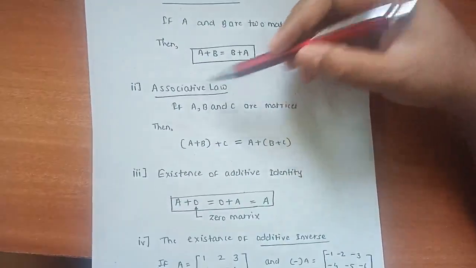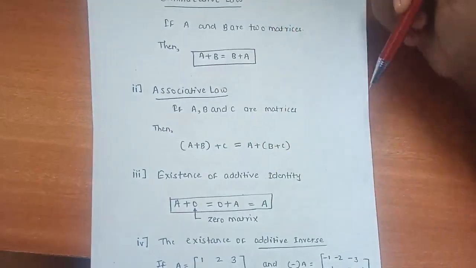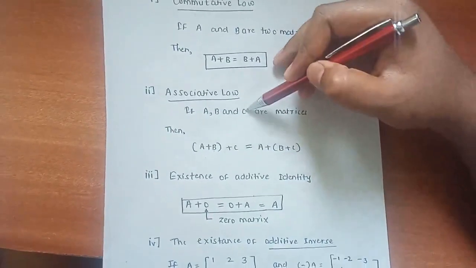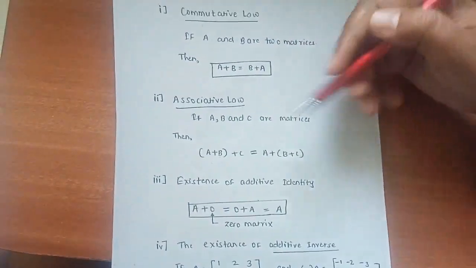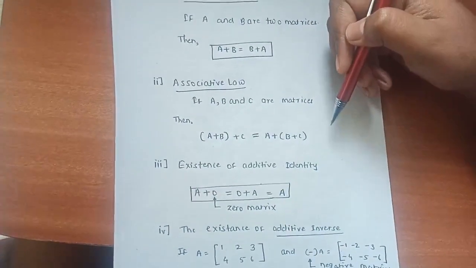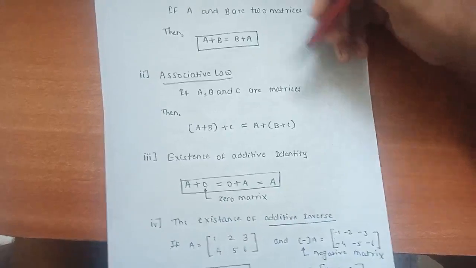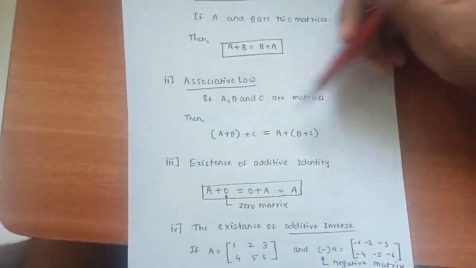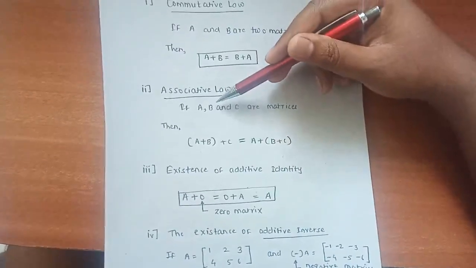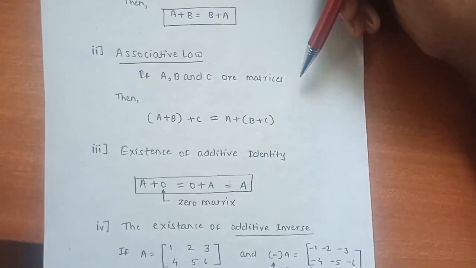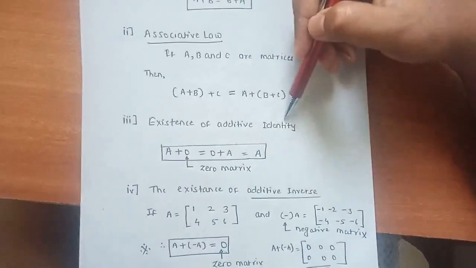Associative law: again 3 matrices we have to consider, A, B and C. First you add A plus B, and then to the answer you add C. And the next condition, you add B plus C first and then add the matrix A. There is no change in the answer. The answer is going to be the same. So if this is satisfied, then we can say matrix A, matrix B and matrix C satisfy the law of associative addition.